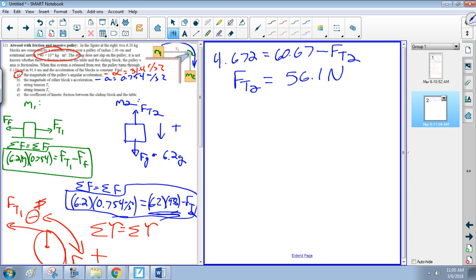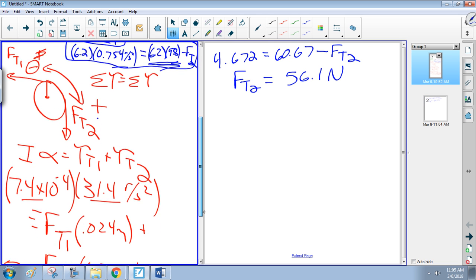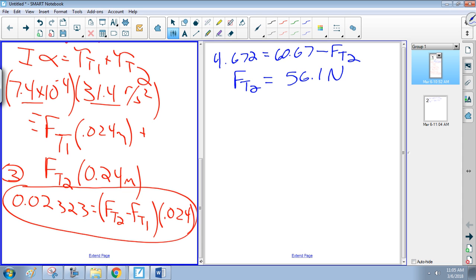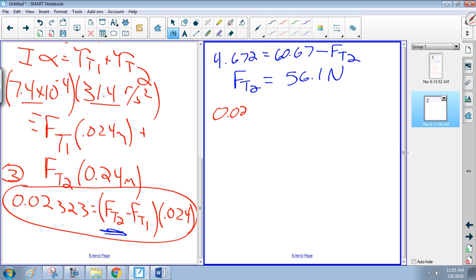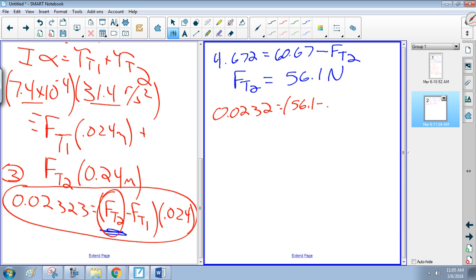All right, now that we know that, let's see, which equation can we plug that into now? Well, this equation doesn't even have tension 2 in it. So let's go down to this red equation and plug in tension 2. If I plug in my tension 2, I can solve for the force of tension 1. So using this red equation gives me 0.0232 equals force of tension 2 minus the force of tension 1 times 0.024.